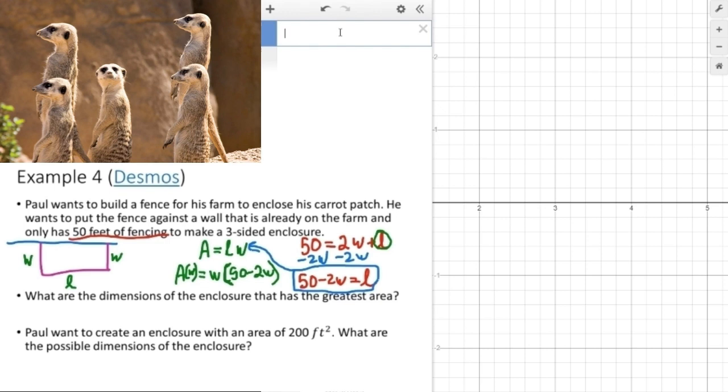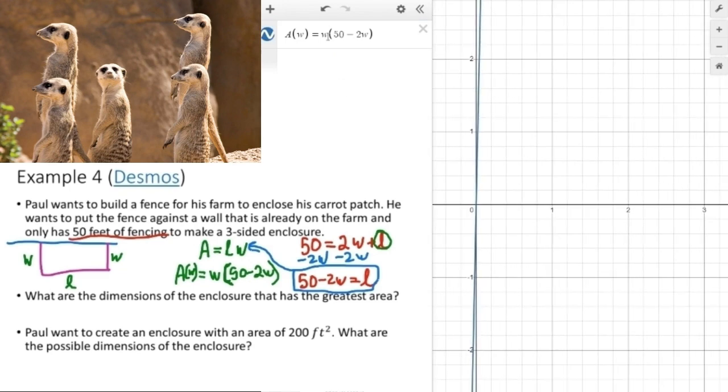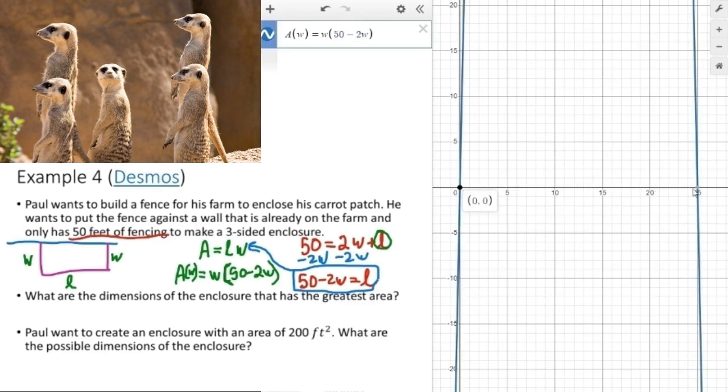Now we can go to Desmos and type in our area function. Immediately, I don't see anything on the graph. If I use what we did in the previous slide, I know one of my x-intercepts should be 0, because if I set this W equal to 0, I'll get 0. Also, if I set the 50 minus 2W to 0, I would get that W equals 25. So I should zoom out until I see x equals 25. And there we can see our x-intercepts.